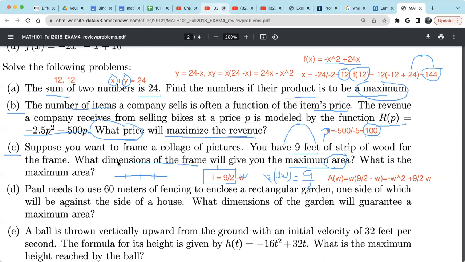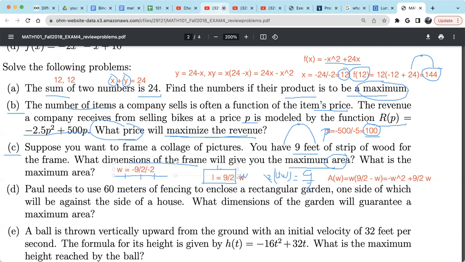So the question is asking what dimensions of the frame, so we need to find the length and the width when the area is at its maximum. Again, the vertex. How do we find the vertex? W equals negative B over 2A. Well, B is 9 over 2, so negative 9 over 2, divided by 2 times negative 1, divided by negative 2.